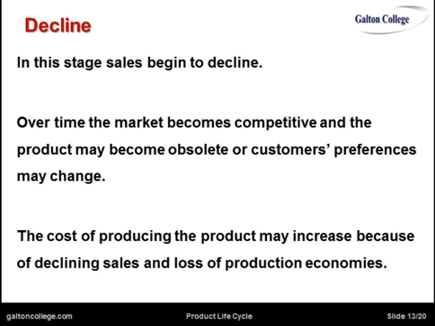The cost of producing the product may increase because of declining sales and loss of production economies. And that's the problem, that as sales start to fall, the overheads still remain. Fixed costs are fixed costs, except the fixed costs are now spread over less output. So as sales fall, costs tend to rise.